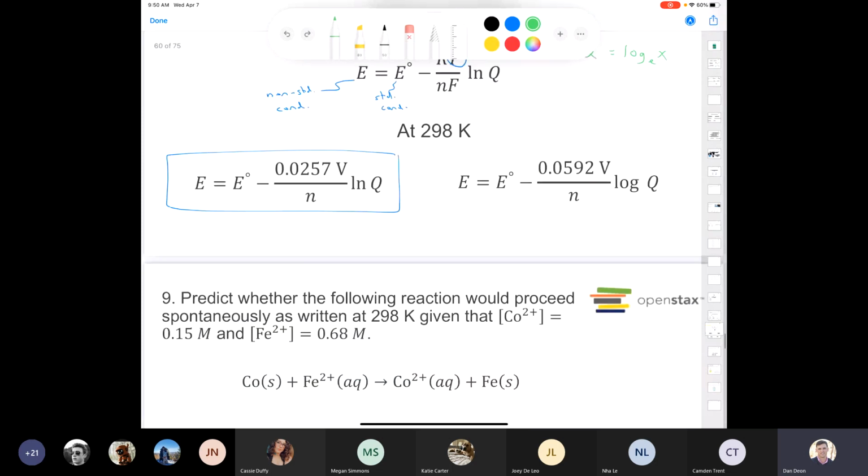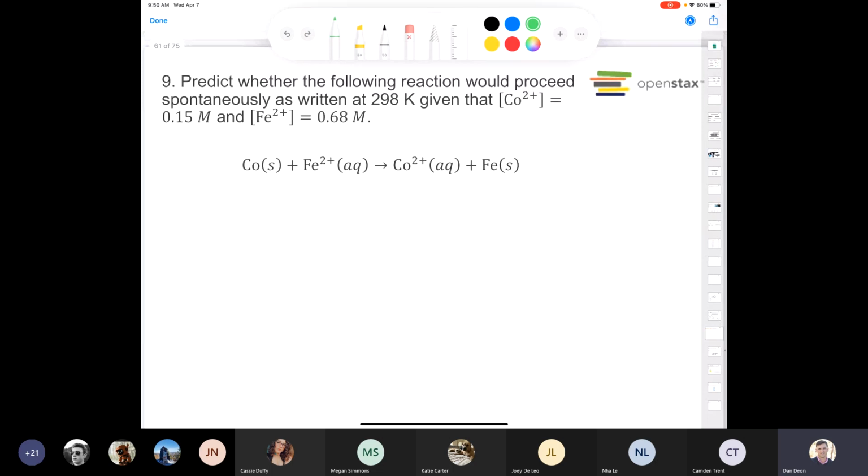So let's move on from there, and let's see if we can solve a problem where we're dealing with a cell that is not at standard condition. It says predict whether a redox reaction is going to be spontaneous at non-standard conditions. So all it's asking is, predict whether the reaction is going to proceed spontaneously the way it's written. So, is it going to be spontaneous in this direction, given that the concentration of the cobalt ions are 0.15 molar and the concentration of the iron 2 plus ions are 0.68 molar.